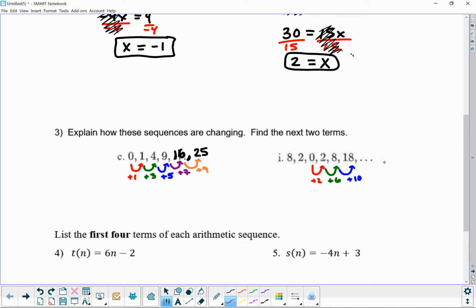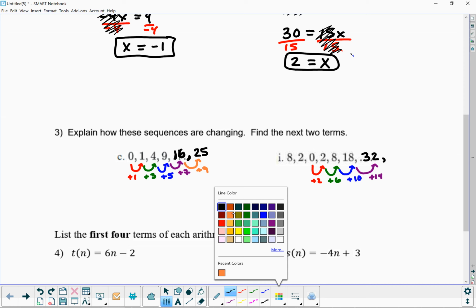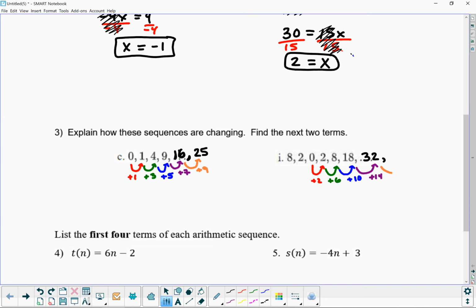So if I want to know the next couple numbers, right, so the next one should be 18 and then plus 4 more, right? So plus 14. So my next number should be 18 plus 14 is going to be what, 32? Okay, and then the next one after that, so plus 18.